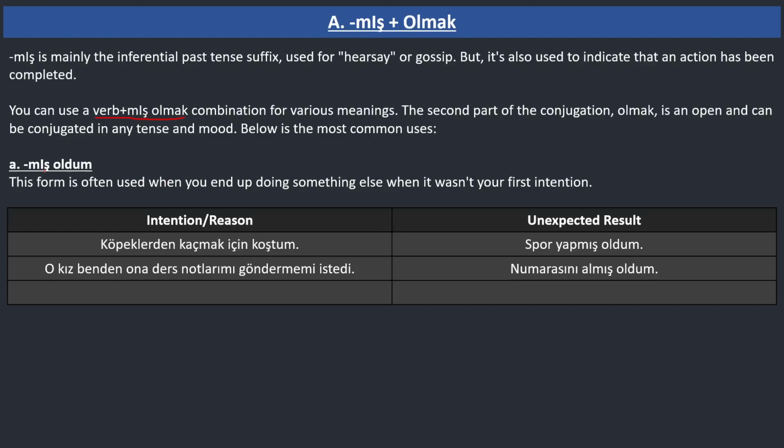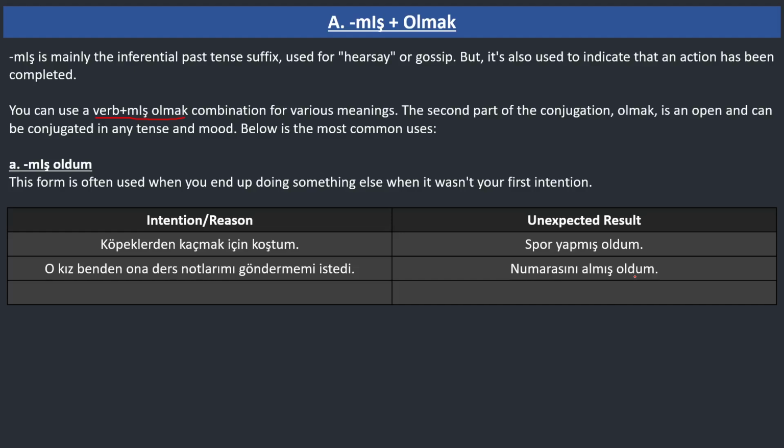So we will have this form, mIş oldum. And of course, M can change to N to mean you. Mış oldun, mış oldu, mış olduk. This is only just the default example. So what does it mean if I say gelmiş oldum or sen yapmış oldun, or in these examples spor yapmış oldum, numarasını almış oldum. With these examples, does anyone have any idea? It could be a bit difficult for beginners, but intermediate or advanced speakers.